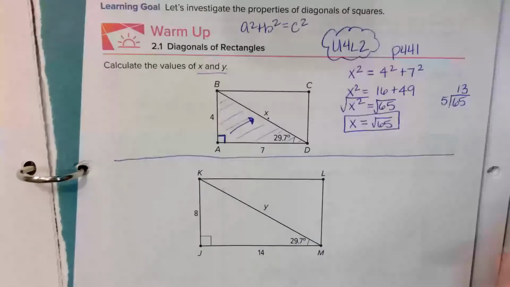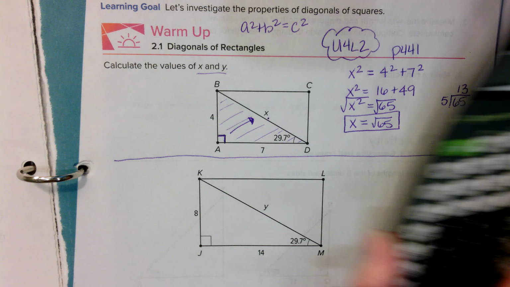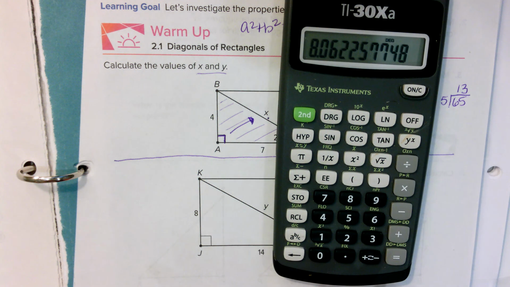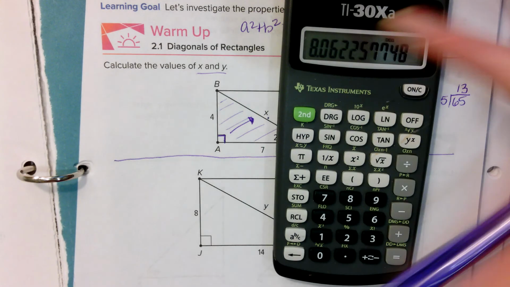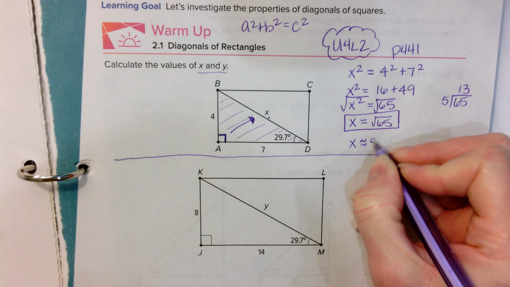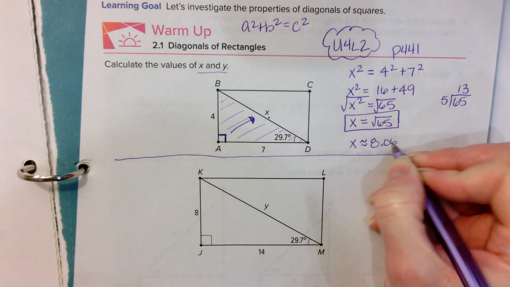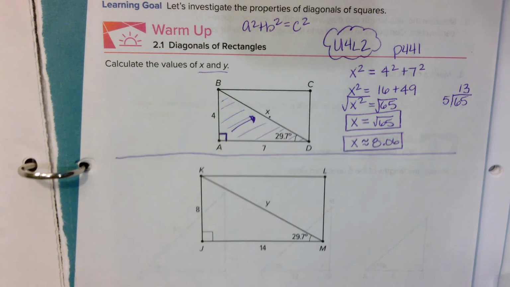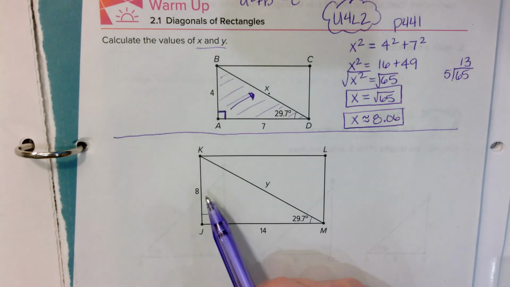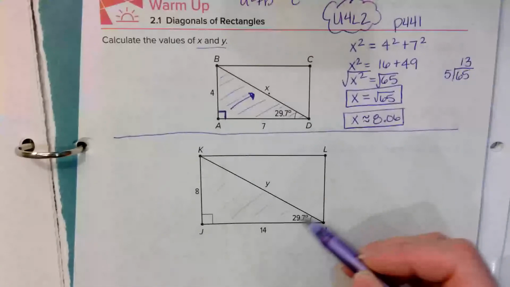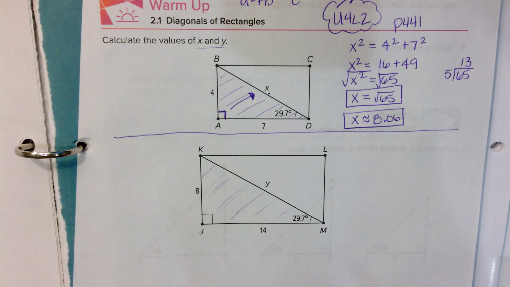If I want to know the approximate length, then I could take the square root of 65 on my calculator and find out it's approximately 8.06. Since I have to truncate all those decimal points, this is not an exact answer, it's an approximate answer of the length. Let's do the same thing. Pause the video. I'd like you to do the same thing for this right triangle inside of this rectangle. I'd like you to find the value for y, please.